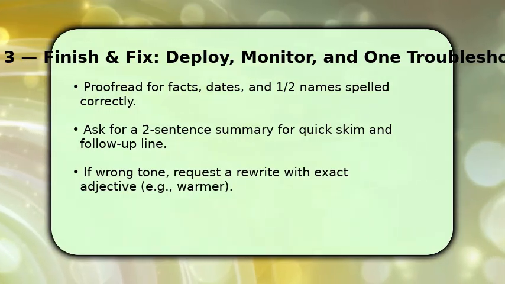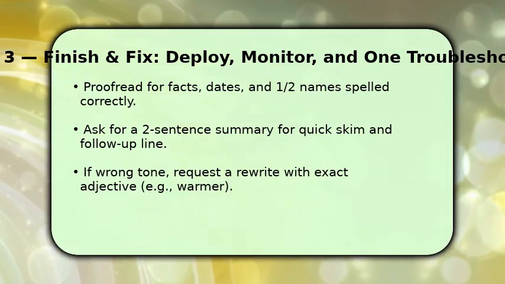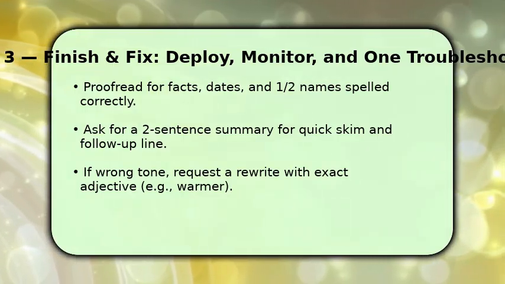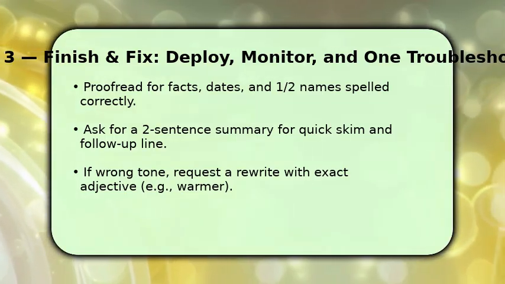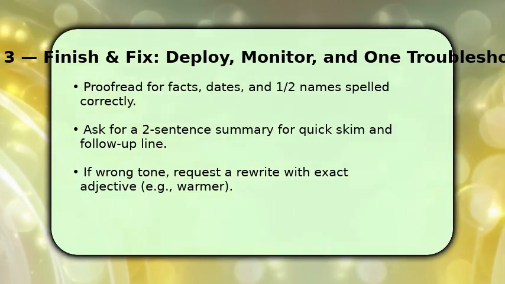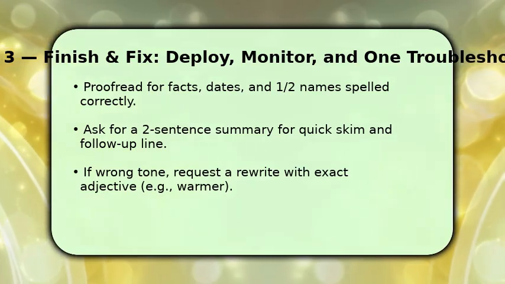If the tone is off, request a targeted rewrite using an adjective: warmer, firmer, or more concise, and show the sentence to change. For attachments, confirm file names and mention them in the body. Troubleshooting tip: if content drifts, paste the original prompt and ask for output constrained to those bullets.